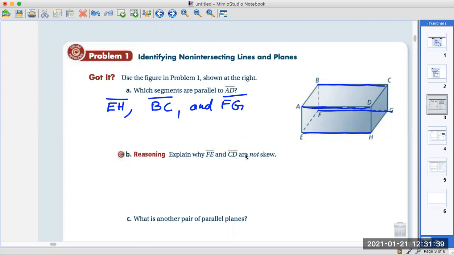Explain why FE and CD are not skew. First I want you to look for the two segments, FE and CD, and think about that yourself. FE and CD are not skew because they're parallel. FE and CD, these two are parallel. And you can use this symbol for parallel.